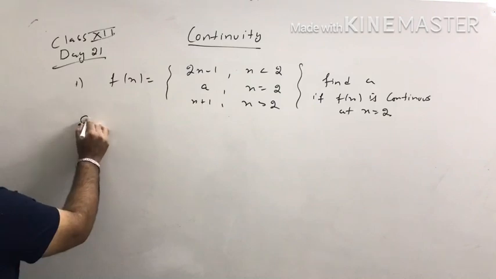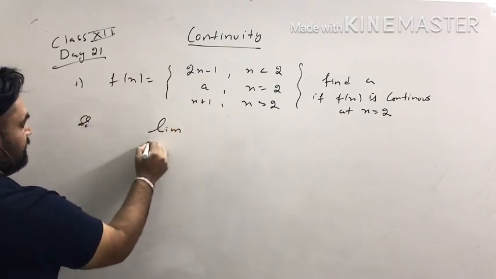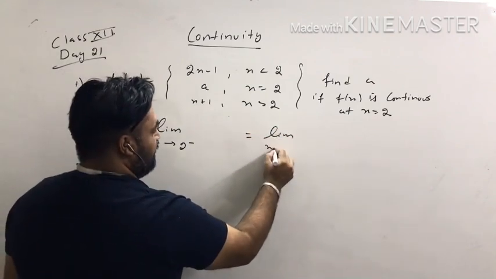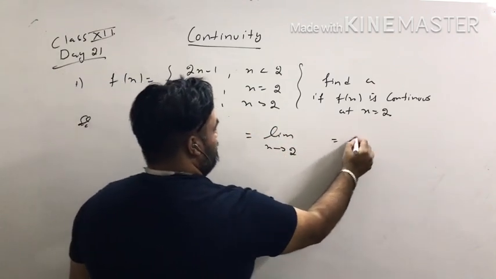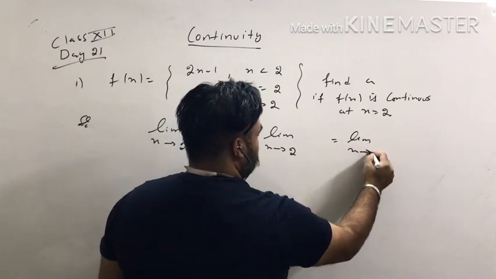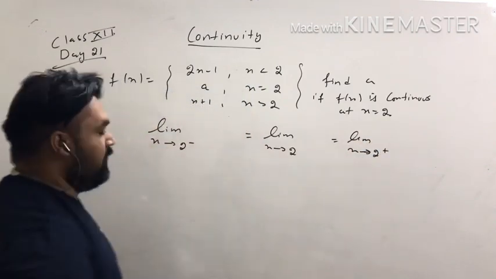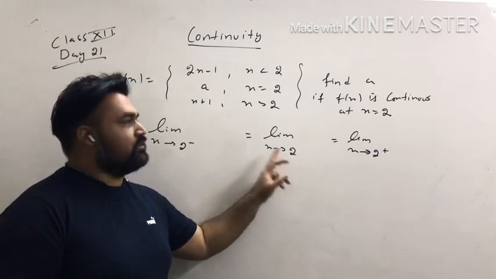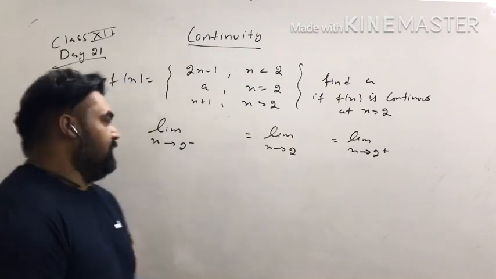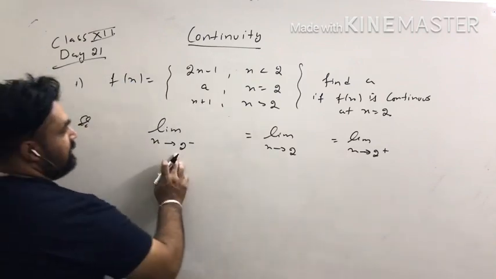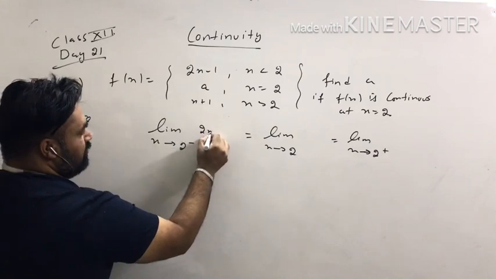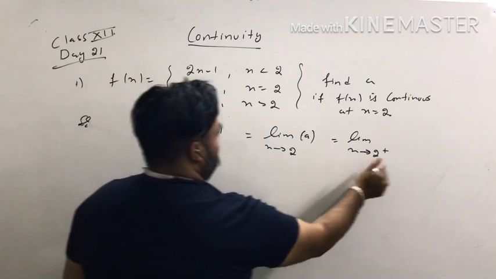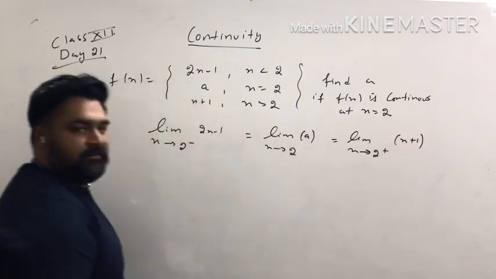Now first of all, the limit as x tends to 2 minus equals the value at x equals 2, which equals the limit as x tends to 2 plus. x tends to 2 minus means the left hand limit. The value at x equals 2 is given. 2 plus means the right hand limit. 2 minus means less than, so the expression is 2x minus 1. At 2 the value is a. 2 plus means x plus 1.